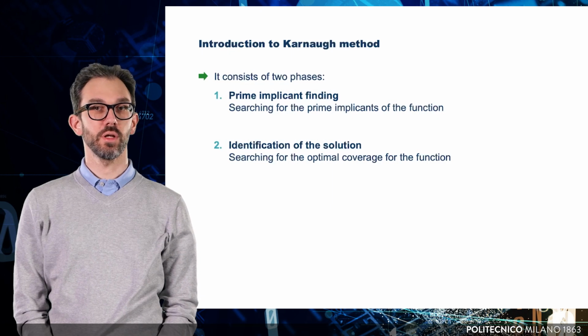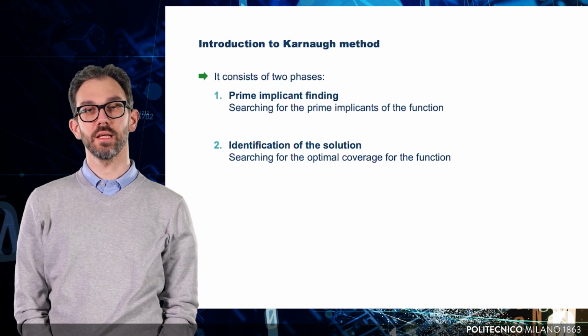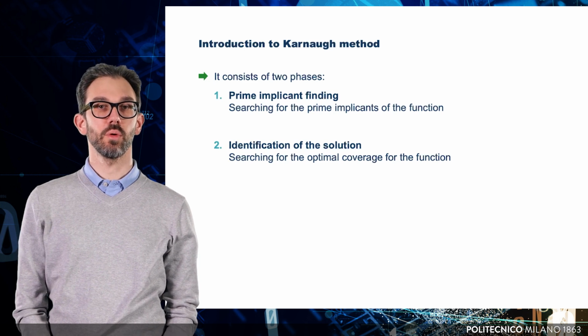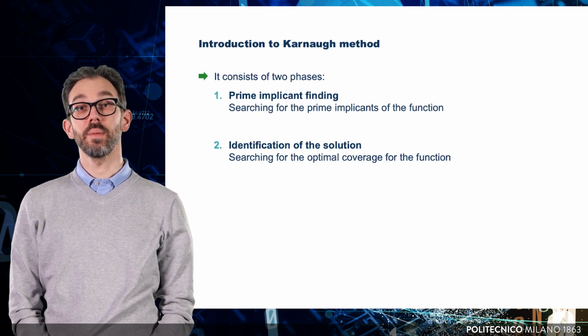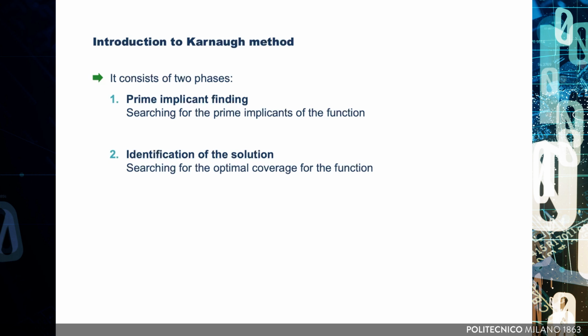After discussing how a Karnaugh map is constructed, let's now study the method for using this table for the two-level synthesis of a combinational function. The Karnaugh's method consists of two distinct phases. The first phase aims to identify all the prime implicants of the function. We will define shortly when an implicant is considered prime.